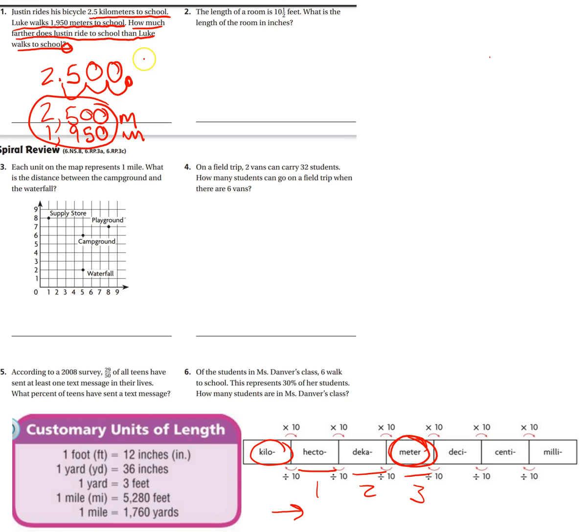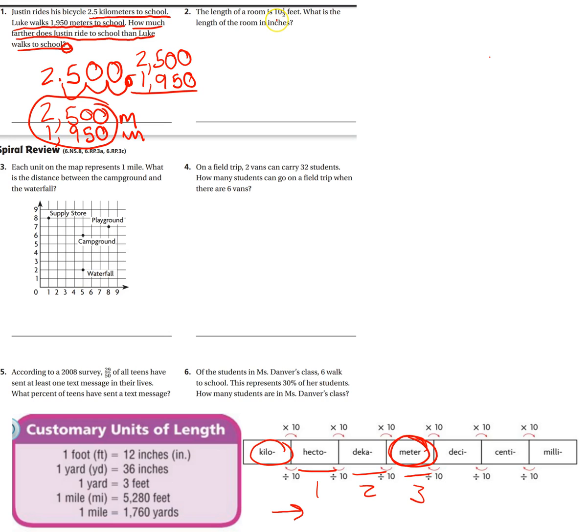So now it's very easy to see. How much further? Well, in this case, we need to find the difference. So we subtract to find the difference. And I'll let you do that math to see how much further the difference between 2,500 minus 1,950.